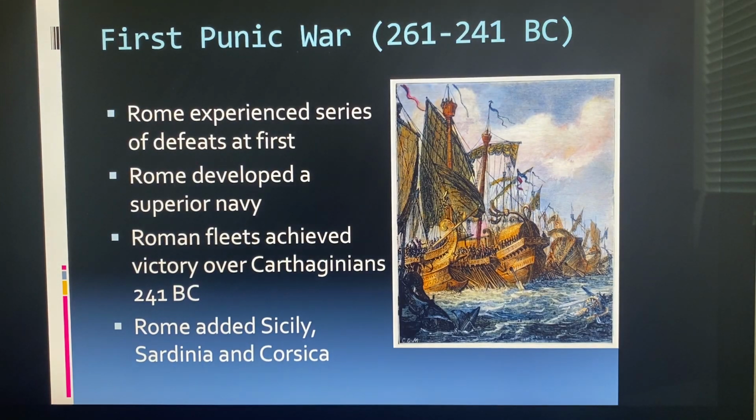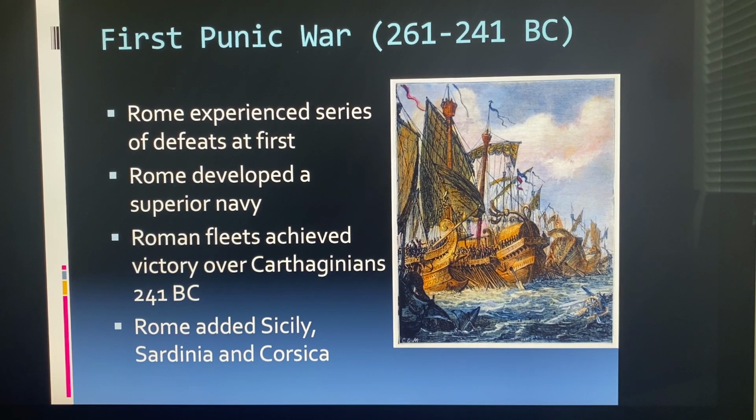The first Punic War was 261 to 241 BC. Rome experienced a series of defeats at first. It looked like the people from Carthage were definitely going to come in and be able to attack with their huge fleets. So this basically started with a fleet in the Mediterranean Sea. And then Rome developed a superior navy.